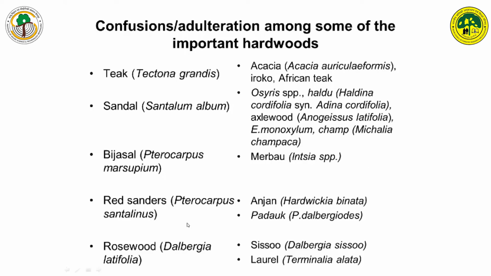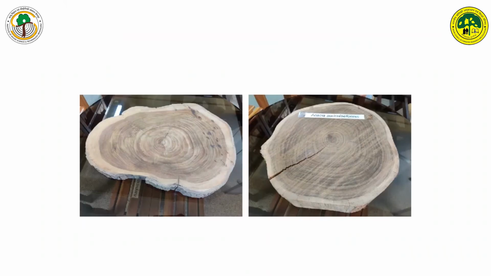Red sanders is adulterated, or rather substituted, mostly with Anjan or Hardwickia binata, and Padauk. In case of rosewood, it is Sisu and Laurel. So coming to them one by one, I'll just speak.